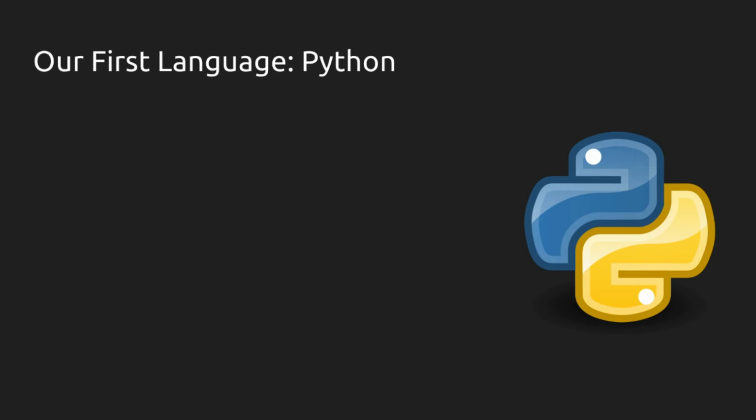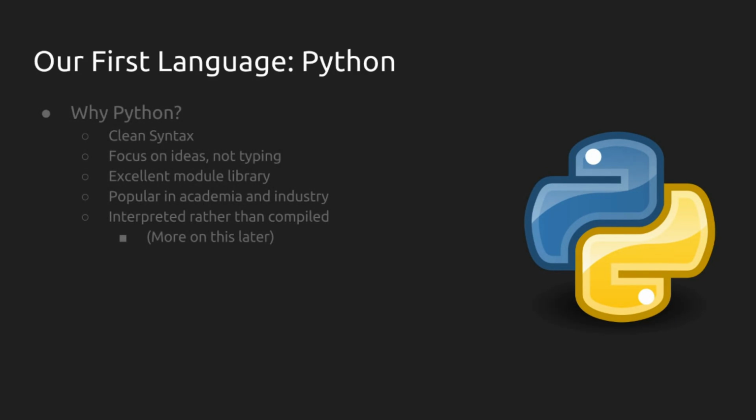Maybe that gets a little bit easier, but the degree to which your second language in programming is easier than the first is monumental, because you have kind of a model for how programming concepts work. So we're going to use Python as our first programming language. Why? Python has clean syntax, not a lot of curly braces or semicolons that are going to mess up our work. We're going to focus on the ideas of programming, not so much the typing.